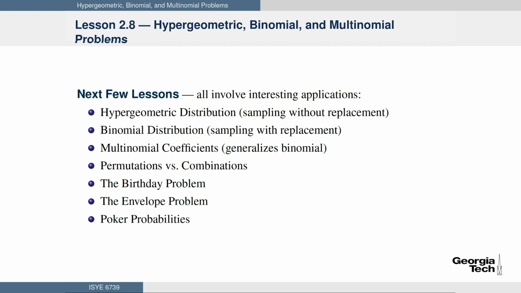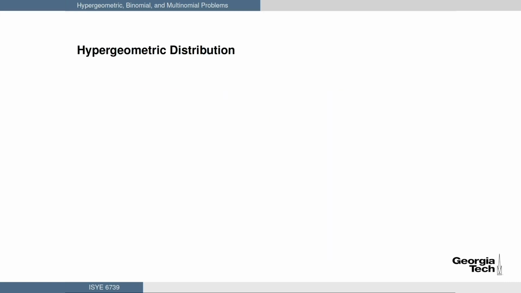A sister problem involves what's known as the binomial distribution, where we do sampling with replacement. So that distinguishes it from hypergeometric. We'll generalize one aspect of the binomial distribution when we talk about multinomial coefficients. Then I'll compare using permutations versus using combinations on the same problem. And then we'll look at three really cool applications: the so-called birthday problem, the envelope problem, and then for you gamblers out there, we'll talk about poker probabilities.